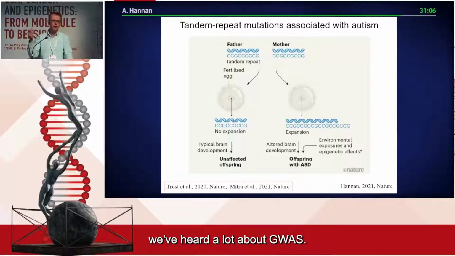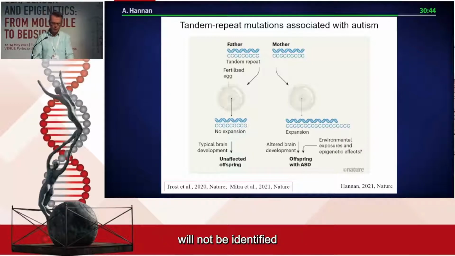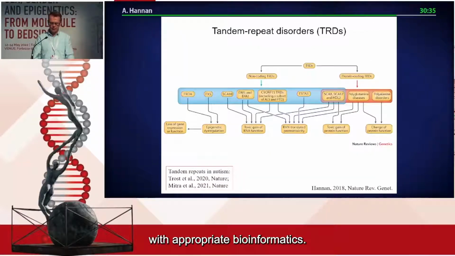Keeping in mind, we've heard a lot about GWAS. Genome-wide association studies, for just over 15 years, have been SNP-based, and single nucleotide polymorphisms mutate far more slowly than the average tandem repeat, and therefore SNPs are often not going to tag for tandem repeats, which are far more mutable. And so many of these tandem repeat mutations and polymorphisms will not be identified by SNP-based GWAS. They need whole exome, ideally whole genome studies with appropriate bioinformatics.